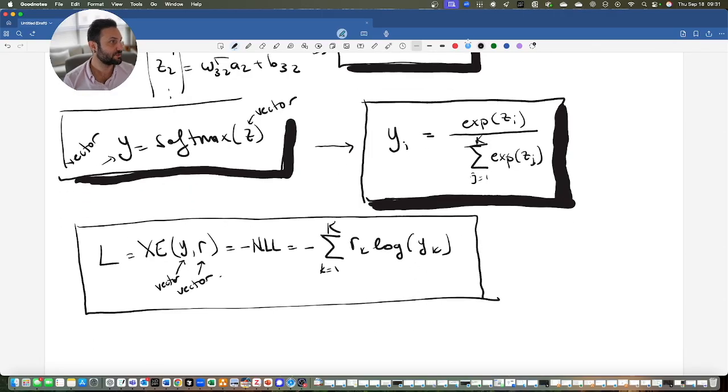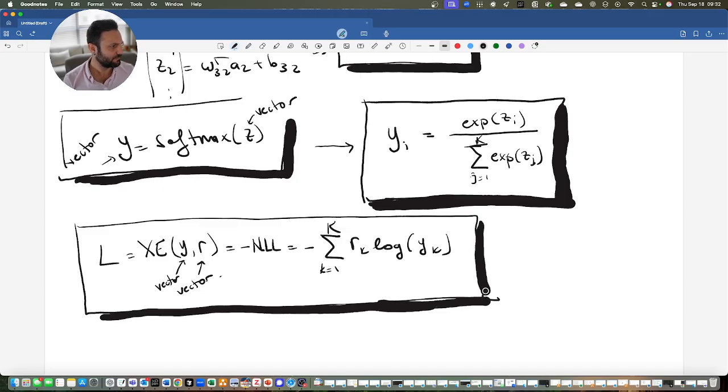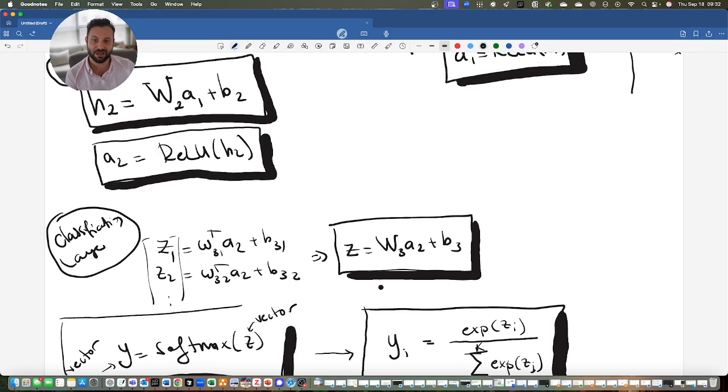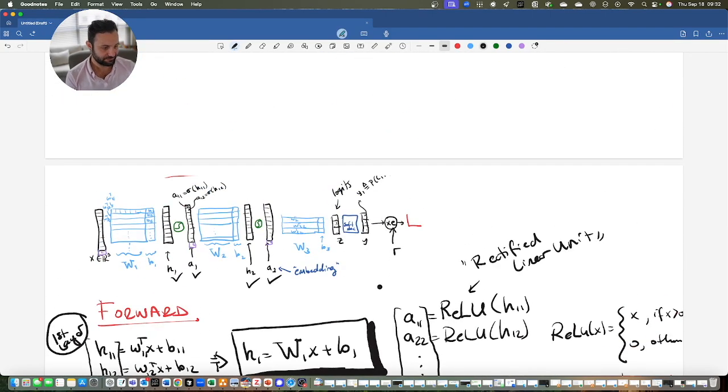If you're curious why we're using negative log likelihood, it means that you missed the previous video. If you want a good understanding of how the cross entropy is involved, why there's a log and why rk is being multiplied here, we already covered it previously. So this is our forward.